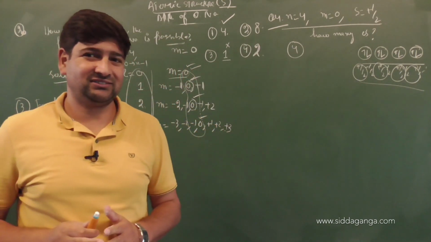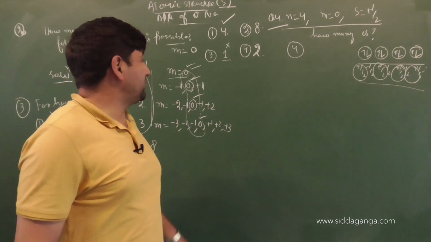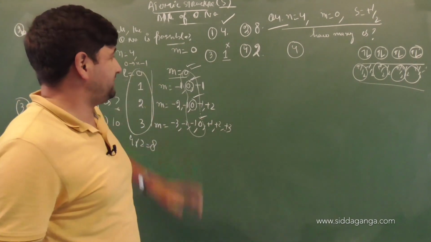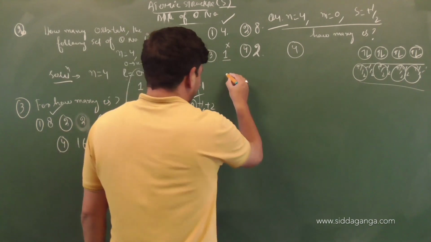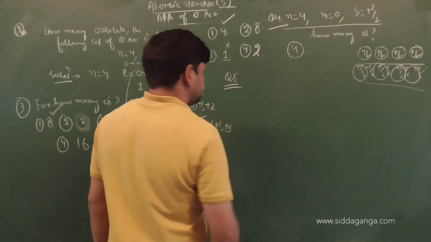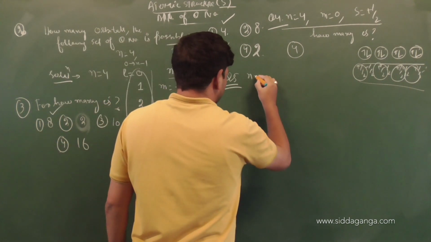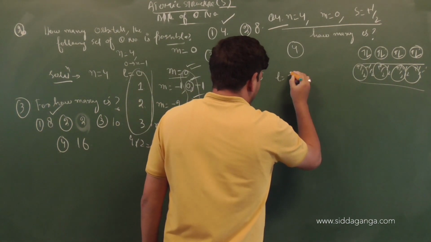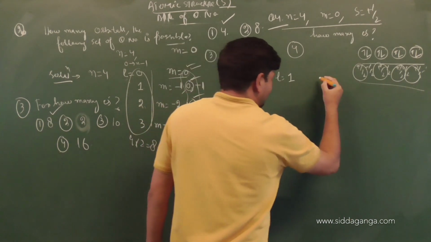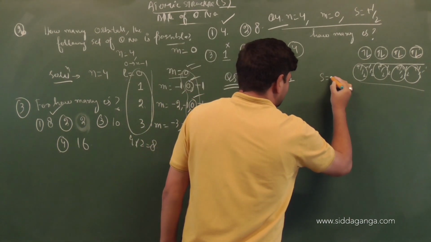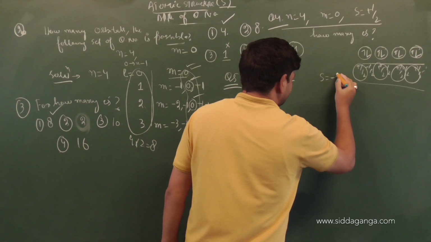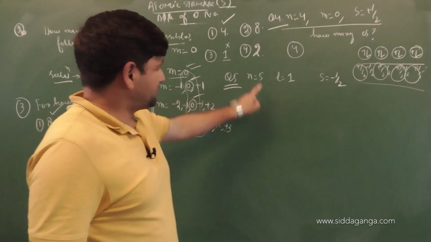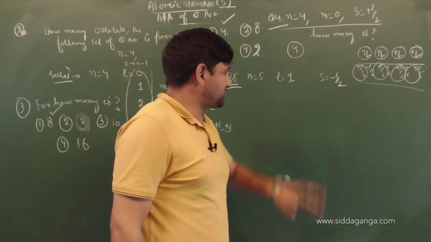Is it clear? So when you are applying quantum numbers, you need to see whether the values of n and m are given or n and l are given. Let us see question number 5. If n equals 5, l equals 1, and s equals minus half. Clear? n equals 5, l equals 1, s equals minus half.